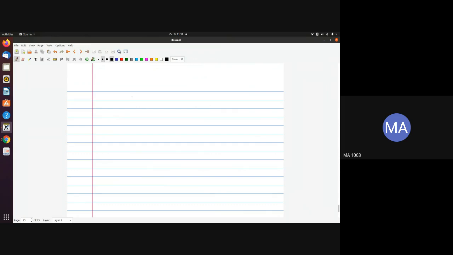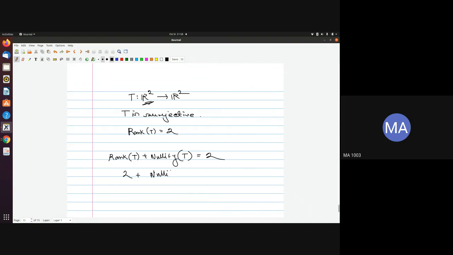If you remember the rank-nullity theorem, T is from R2 to R2. T is surjective, it is given, right? What does it mean? Rank T is 2, the same as the dimension of R2. Now what is the rank-nullity theorem saying? The dimension of this domain R2 is 2, rank is 2, so nullity should be 0.